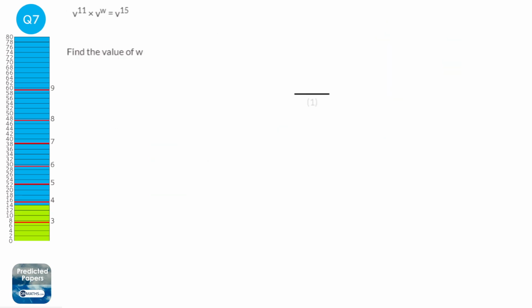We know that when you multiply powers with the same base, and here we've got all these as base v, you add the powers. So we're actually looking at what do we add to 11, which is this one here, to get to the 15. 11 plus 4 is 15. So W therefore equals 4.